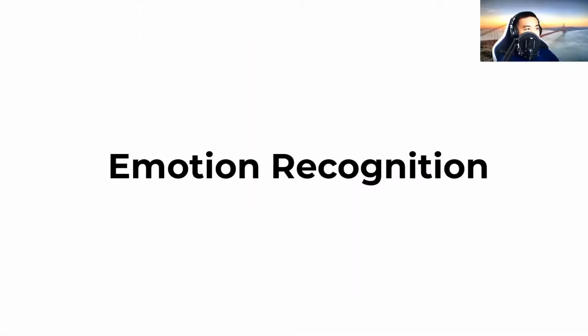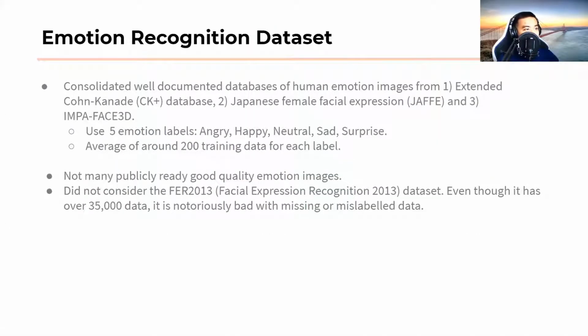Emotion recognition. Our team has used 3 sources of well-documented databases of human emotion images. They are the CK+ database, the Japanese Female Facial Expression database, and the IMPA-Face3D database. We have utilized 5 emotion labels, namely angry, happy, neutral, sad, and surprise, with an average of around 200 training data for each label.